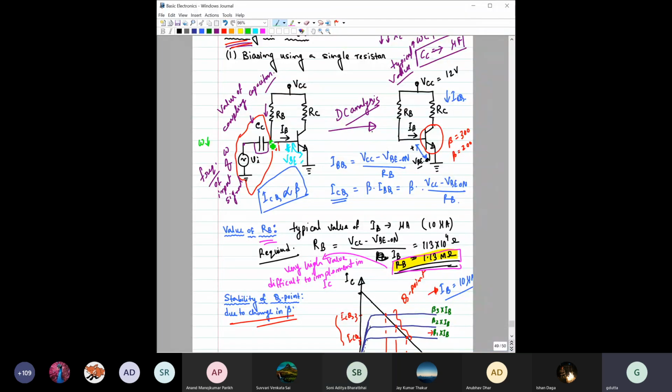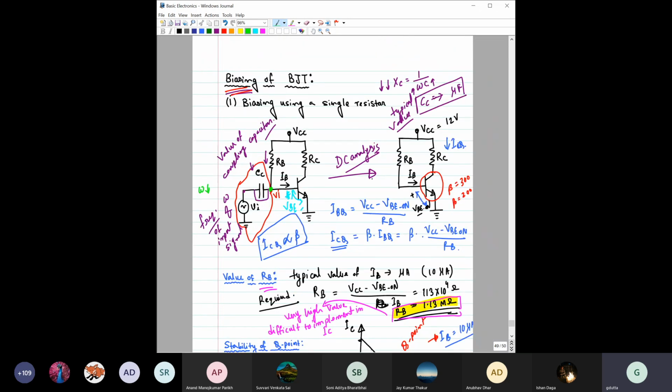So that's what I'm saying, that for our design we have to make sure that we choose this omega and the capacitance value such that for AC analysis, this capacitor will behave as a short circuit. Okay, sir, understood. We are going to discuss that a bit later. Right now we are focusing only on the biasing part, which is the DC biasing part.